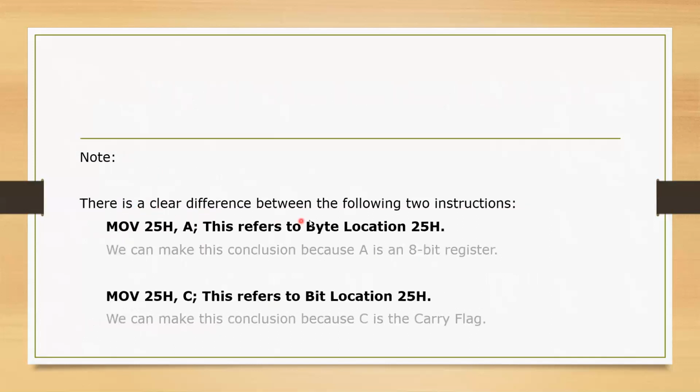Here there is a clear difference between the following two instructions. MOV 25 hex, A: here the A register is an 8-bit register, so we are transferring 8 bits of data. When we are transferring 8 bits of data, the 25 hex refers to the byte location 25 hex. In the instruction MOV 25 hex, C, C is a 1-bit flag. From this flag we are copying to a bit location, so 1 bit of data is moving. So this 25 hex will refer to the bit location 25 hex.